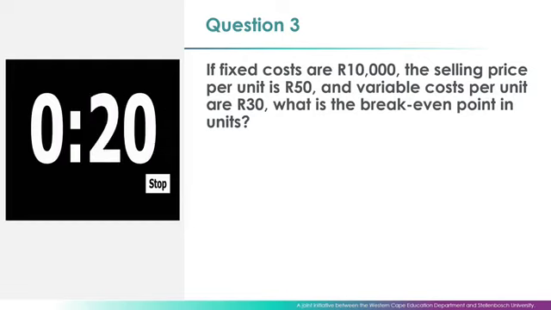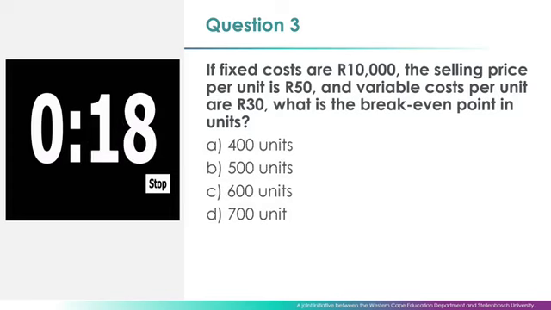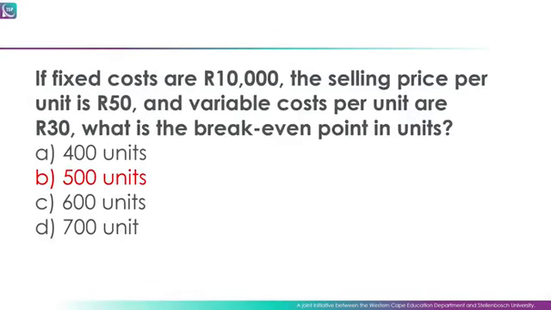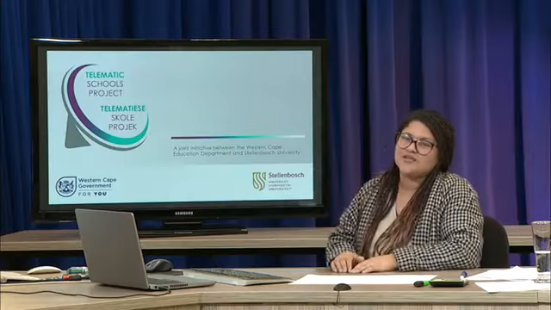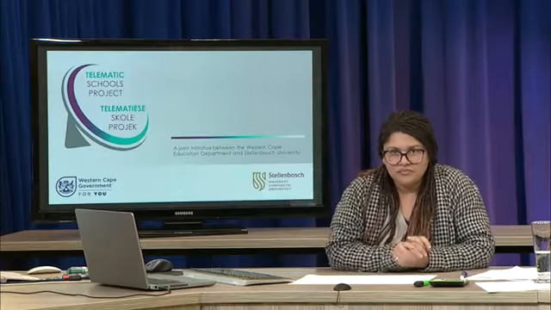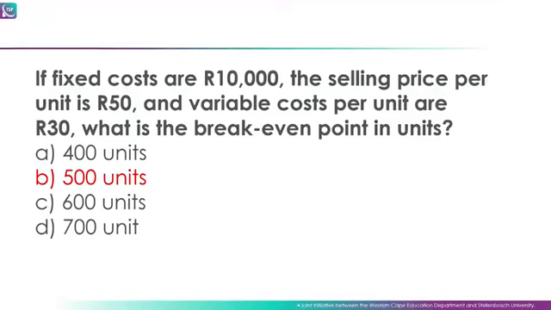What would it be? The answer is 500 units. Yay! For those that did the calculation without me showing A, B, C, and D. So it's 500 units. So we know that it's going to be 10,000 divided by 50 minus 30, which gives us a contribution cost of 20 Rand, and then taking 10,000 divided by 20 will give us our amount of 500 units. Coolio.